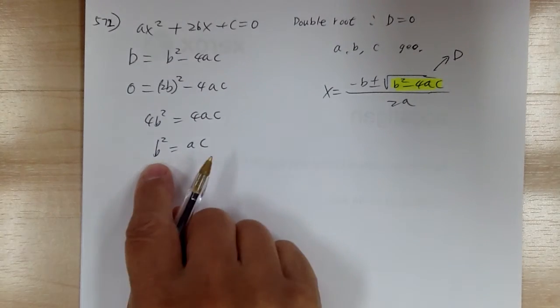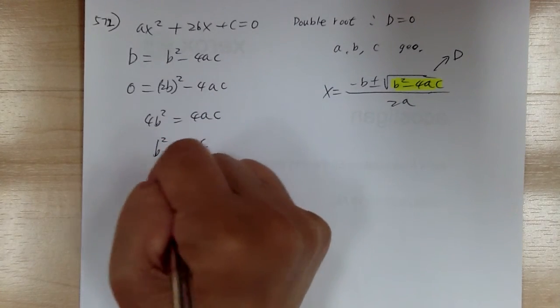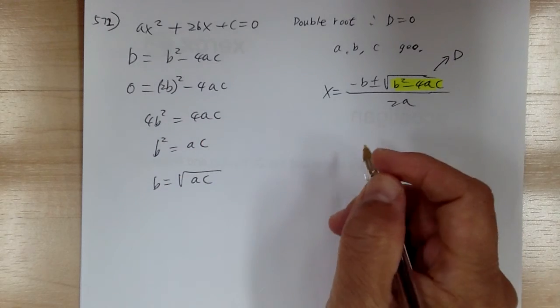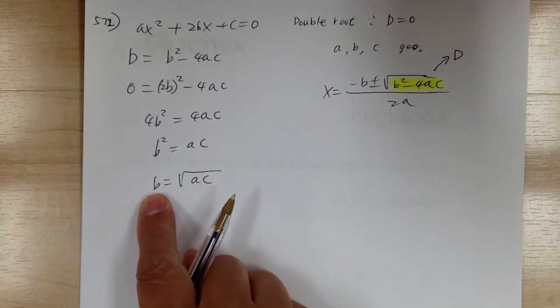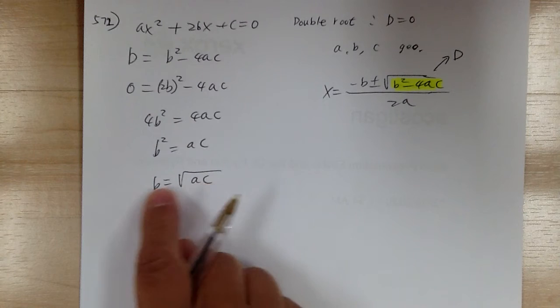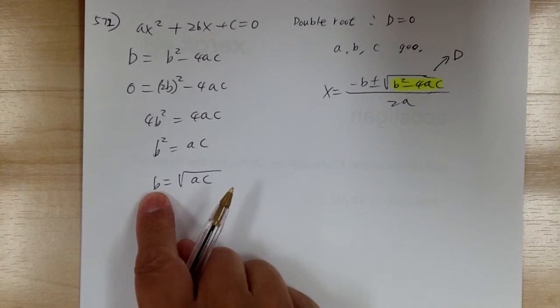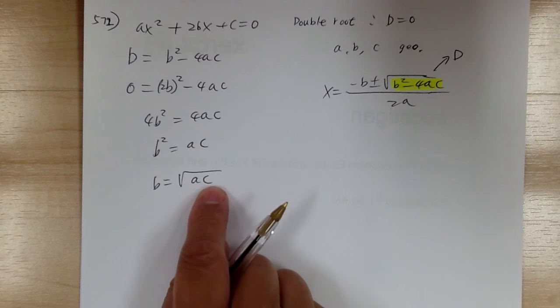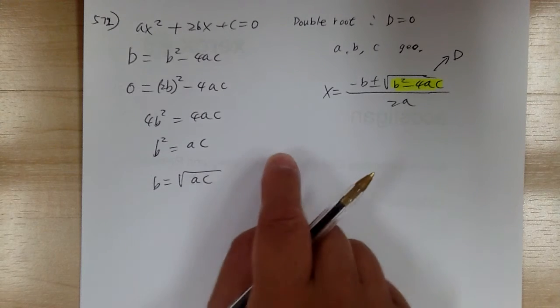And so take the square root, so B equal to the square root of AC. Therefore, you see that this is a geometric mean. This is the definition of geometric mean. So since B is the geometric mean of A and C, therefore this must be geometric.